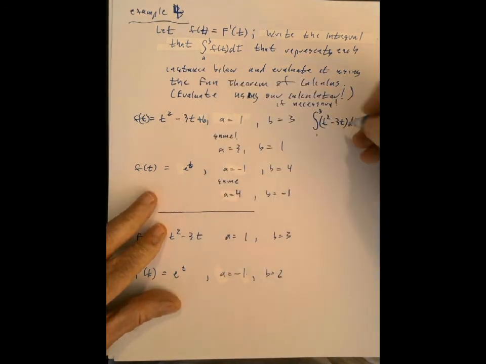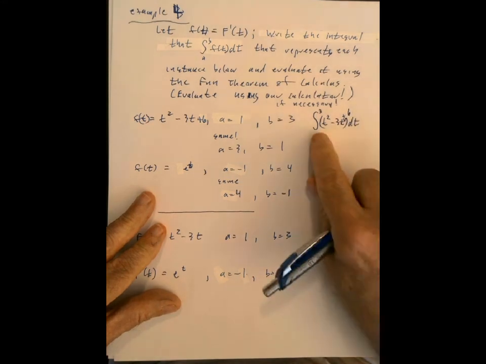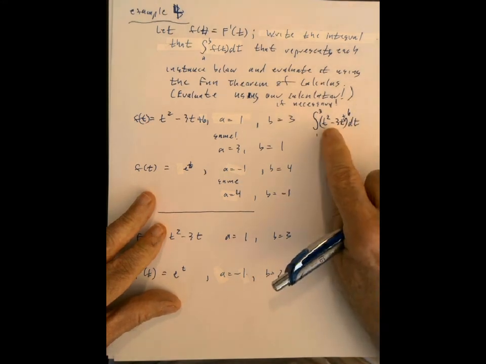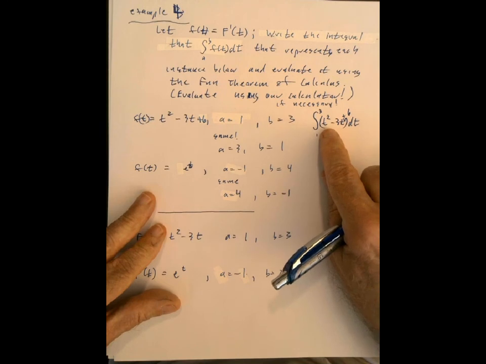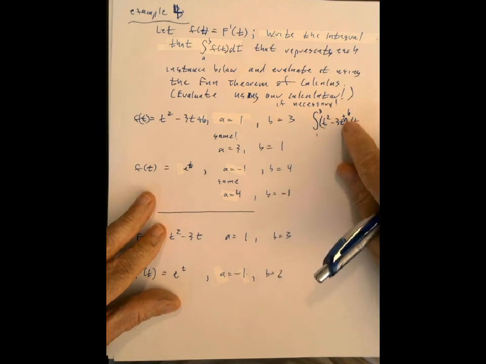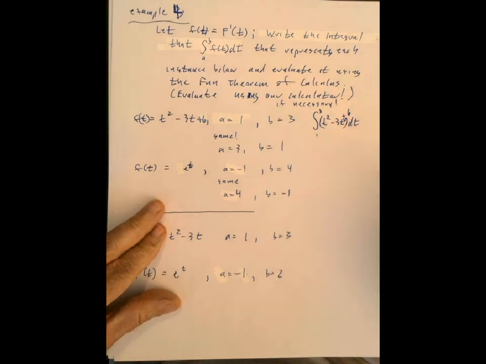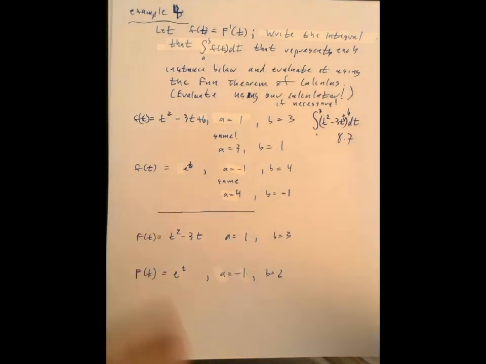So this is supposed to be plus 6 there. So that's the integral, by the way, that we're going to write. From 1 to 3, t squared minus 3t, and there should be a plus 6 there, and then dt, and that works out to be about 8.7. Actually, it looks like it's 8 2/3 exactly.